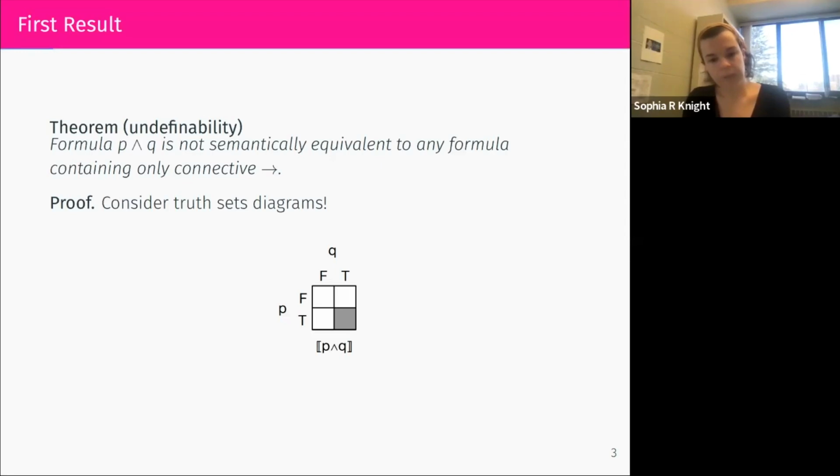To prove this, we use truth set diagrams. Here is a truth set diagram for and. It's basically the same thing as a truth table. We have Q and we have P, and this tells us the truth value of P and Q under all possible valuations, because a valuation is a model for propositional logic.